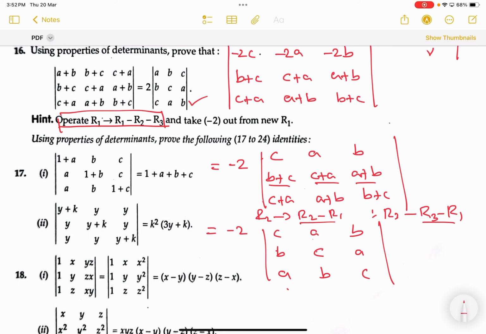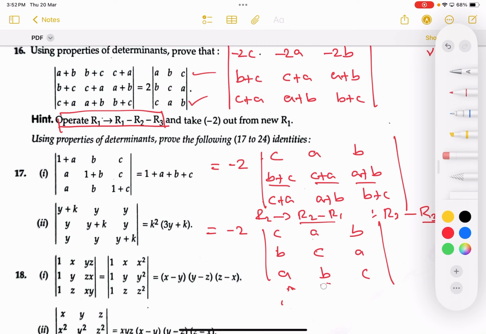Now you have to make it like this. The first one is supposed to be ABC, AB, then C, then BC like that. So you have to interchange first. These two, when you interchange, it will become negative, so it will become positive. The R2 and this I have to change. It's supposed to go with the row, not with the column. This row should go first, and BCA should go second.